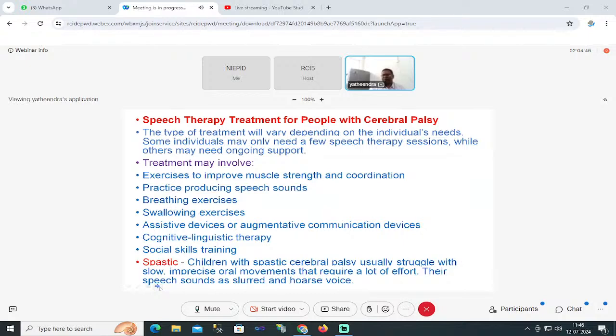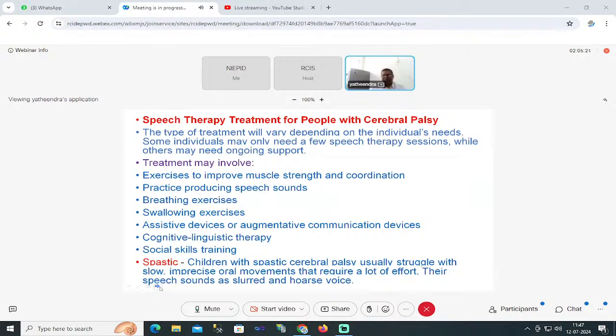and lip exercises, oral pressure building exercises, oral air pressure building exercises, oral water pressure building exercises, blowing exercises, spitting exercises. So these are all general exercises which are helpful for the children with cerebral palsy.